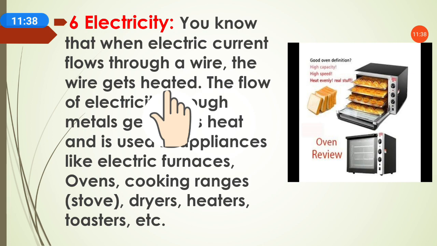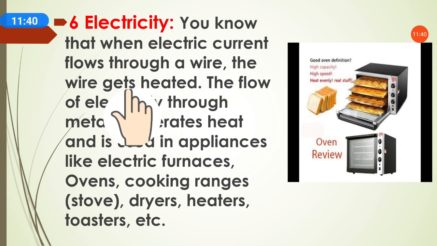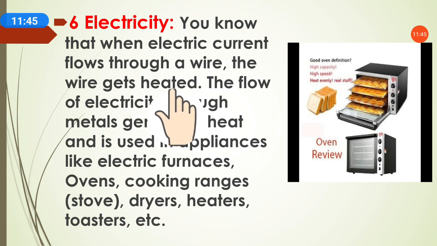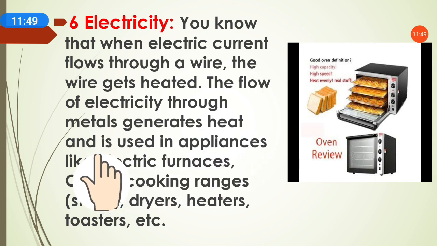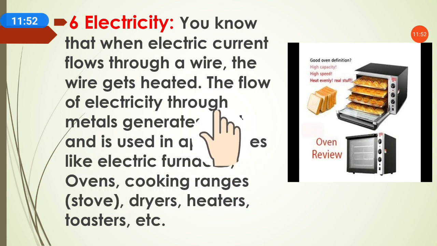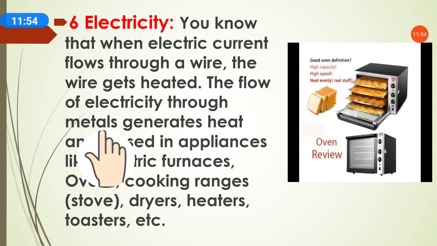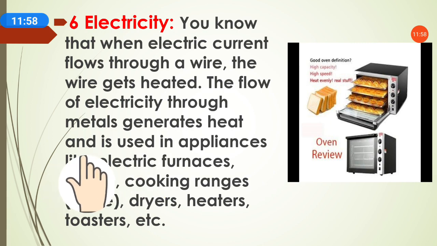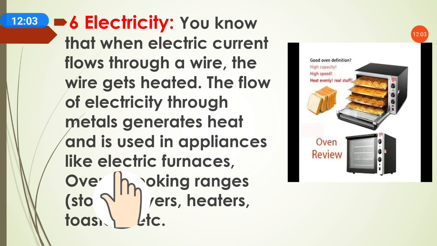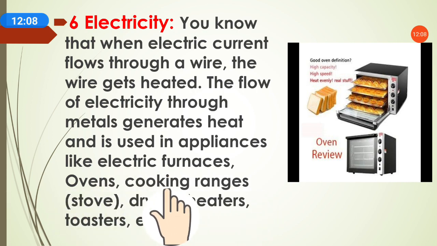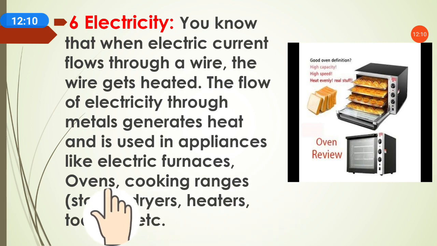You know it very well. When electric current passes through the wire, what will happen to this wire? It will be heated. The flow of electricity through metals generates heat and is used in appliances. Means when electricity flows in the metals, the metals become hot. It gives us heat, and we can use this heat in appliances like electric furnaces, ovens, cooking ranges, means stoves, dryers, heaters, toasters, etc.